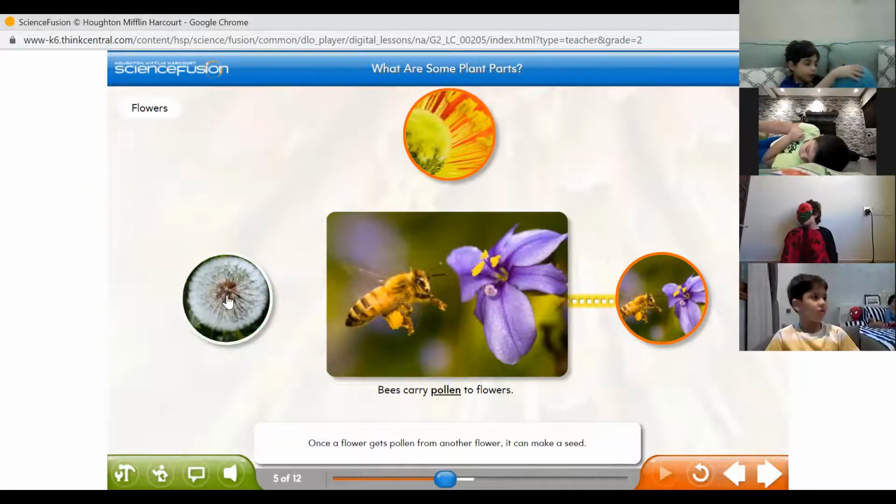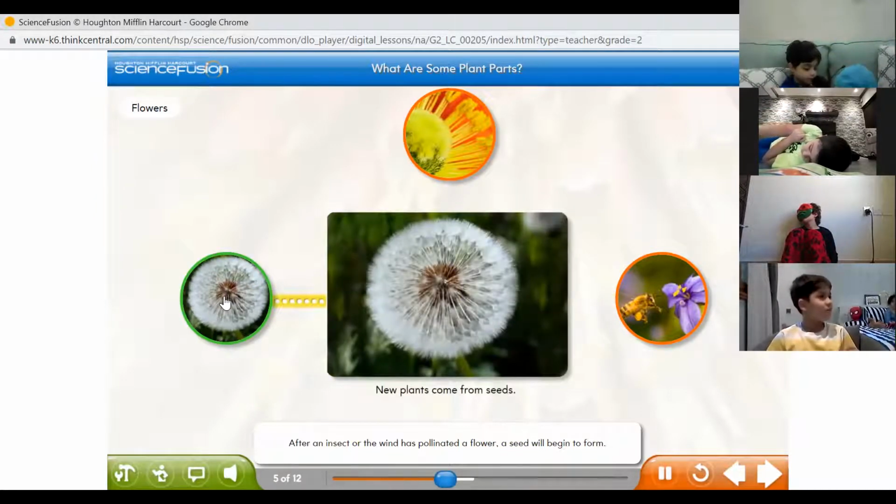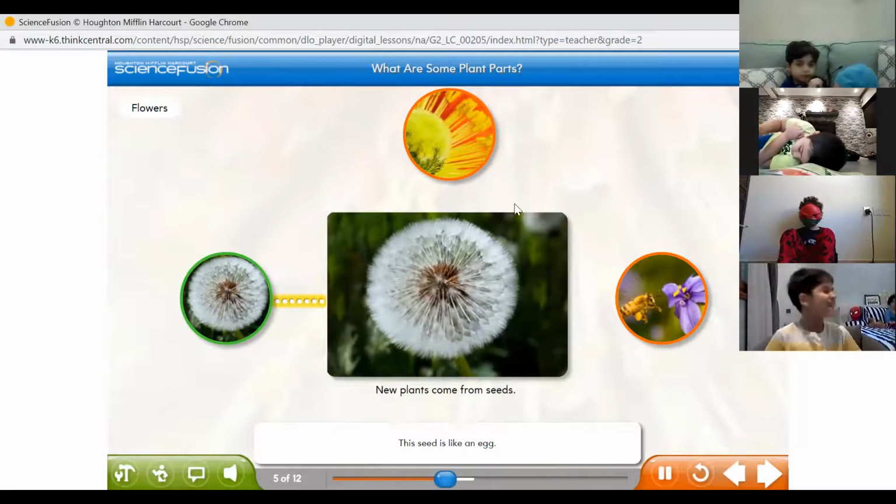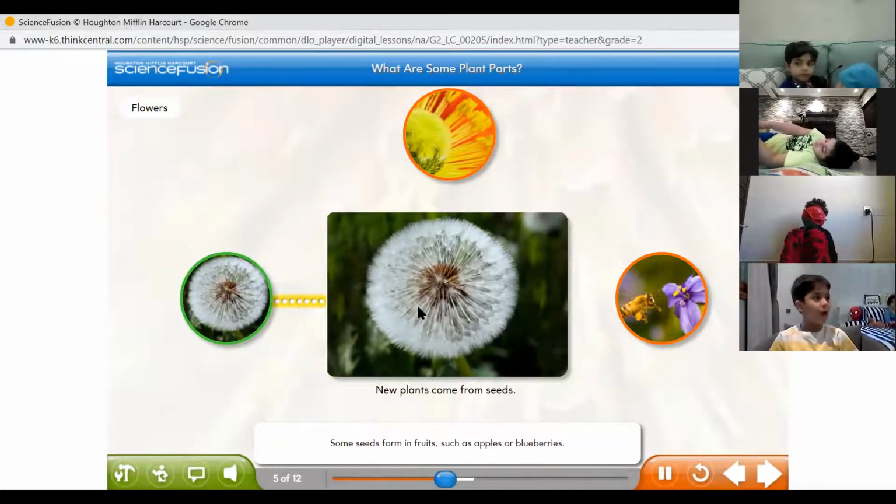make seeds again. After an insect or the wind has pollinated a flower, a seed will begin to form. This seed is like an egg. Once planted in soil, it will grow into a new plant. Some seeds form in fruits, such as apples or blueberries.